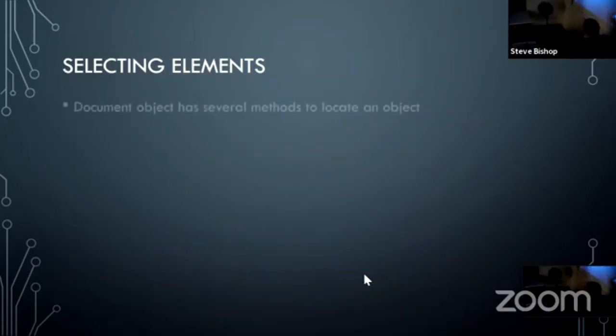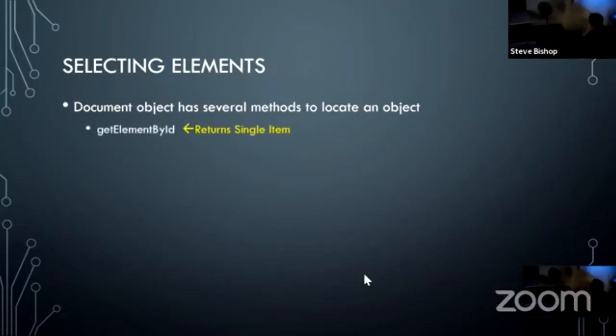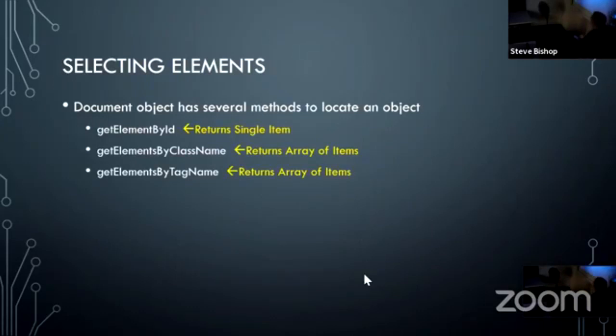Selecting elements. The document object has several methods to locate an object. So the document object, that's the top level root object, has methods on it that allow us to locate some item, some object underneath it. One of those ways is getElementById, and the getElementById method returns a single item. You can also do getElementsByClassName, which returns an array of items. And you can do getElementsByTagName, which returns an array of items.